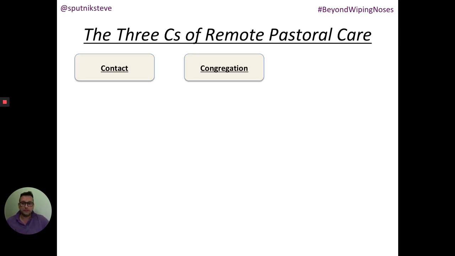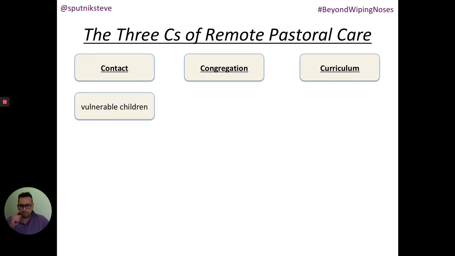So my talk today is the 3 C's of remote pastoral care, and they are contact, congregation, and curriculum. So let's start by thinking around ideas of contact. Clearly, we need to be thinking about our vulnerable children. We have the official definition of vulnerable children, of course, and there will be children that we know about.